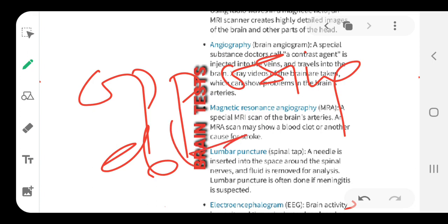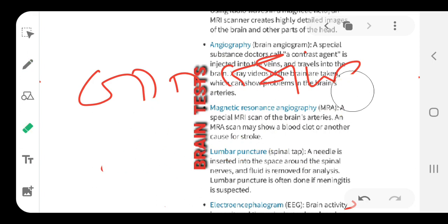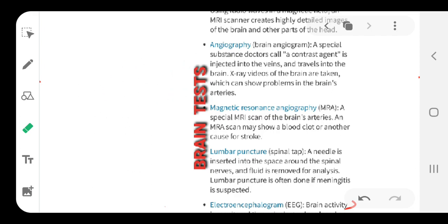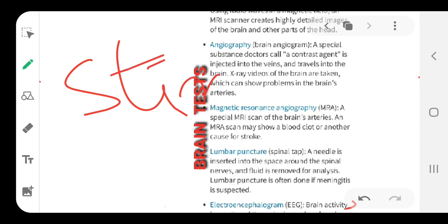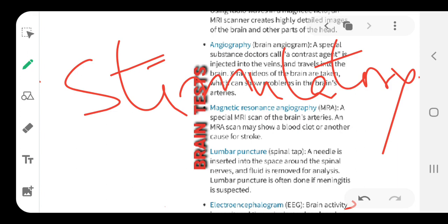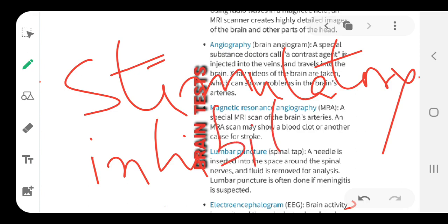What is the meaning of opposing effects? One system exerts a stimulatory effect, it stimulates, while the other one goes for the inhibitory effect. So they act oppositely and carry on the function: stimulatory and inhibitory effect.